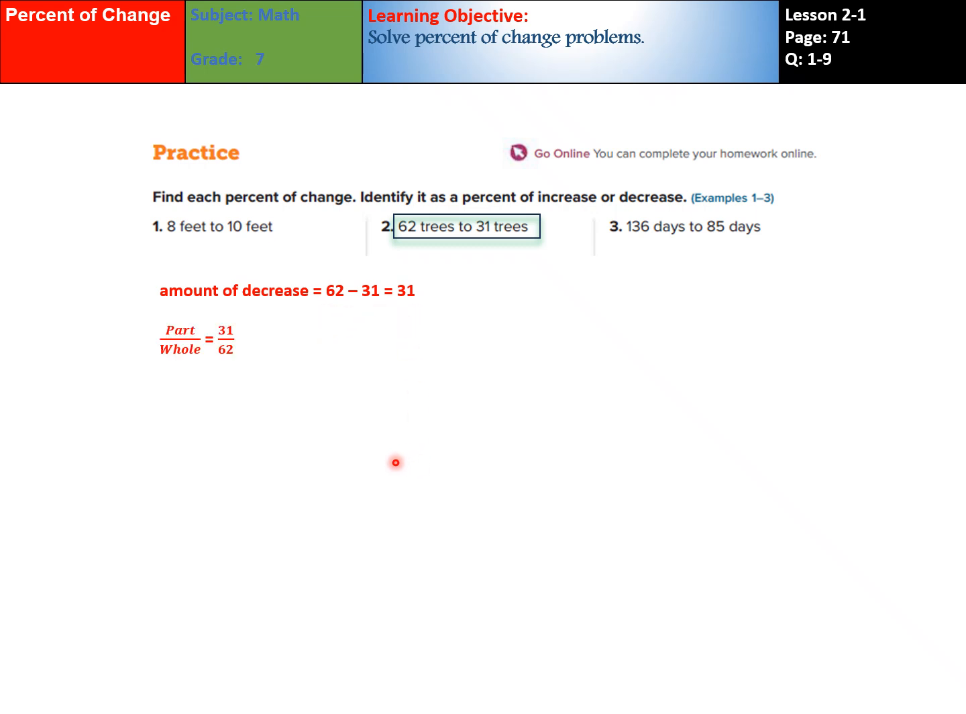So what is the change? 31. What was the actual thing? 62. So 31 over 62 in the simplest form is 1 over 2. In this step, for each question, if you want, you can simplify the fraction and then continue your working, or if you don't want to simplify, first multiply by 100 and at the end simplify once. Now 1 over 2 times 100, to convert it into a percent, half of 100 gives you 50. So the amount of decrease is 50%.